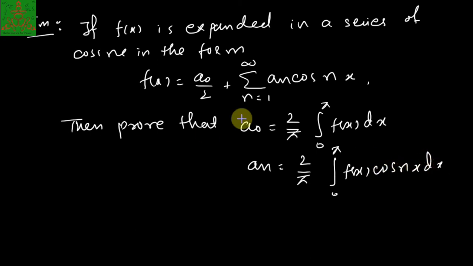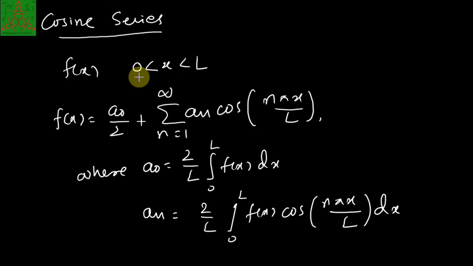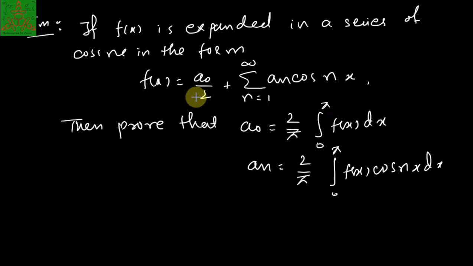In particular, in the previous case the function is defined over 0 to L, so your L in that case is pi. That's why we have this quantity. And this equality means there is convergence, it means uniform convergence is there. So I need to say that it is uniformly convergent.